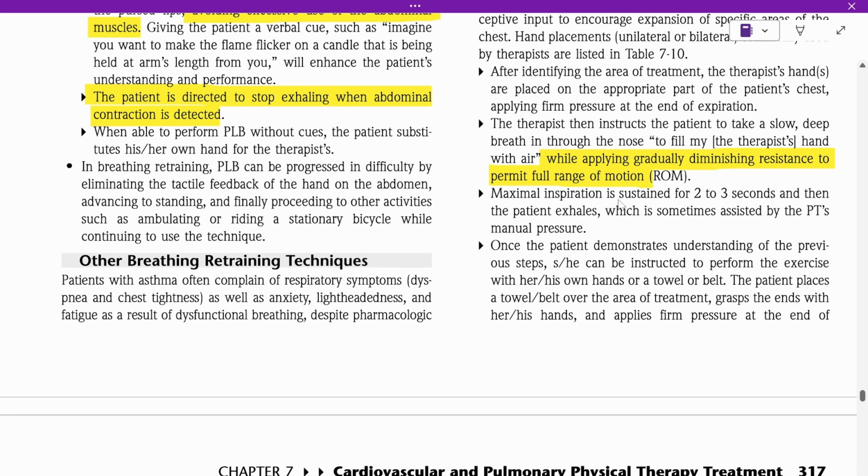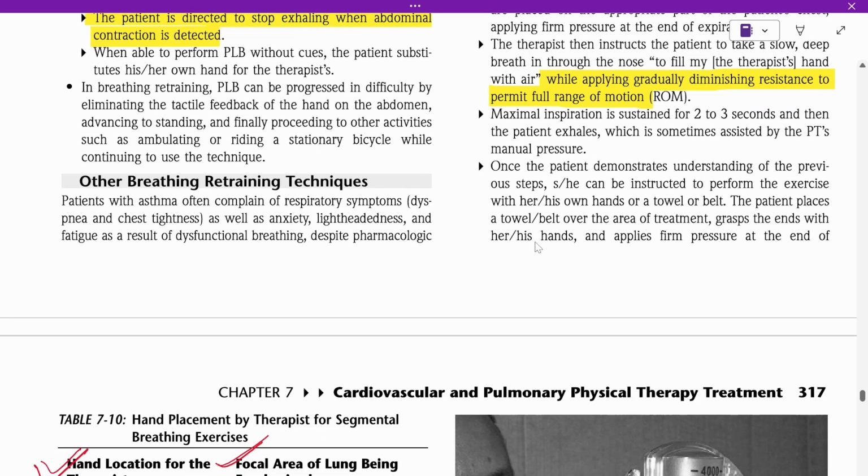Maximal inspiration is sustained for 2 to 3 seconds and then the patient exhales, which is sometimes assisted by the therapist's manual pressure. Once the patient demonstrates understanding of the previous steps, she can be instructed to perform the exercise with her own hands or a towel or belt.